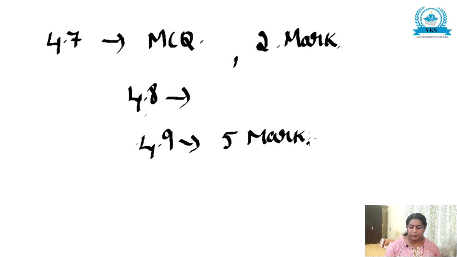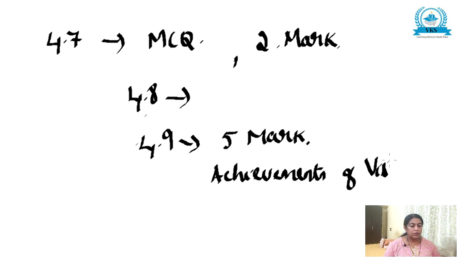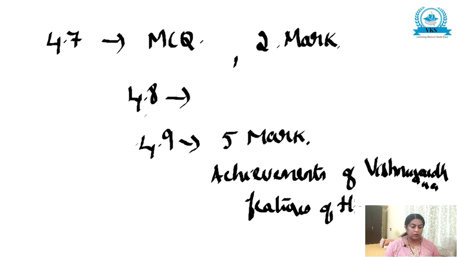So in this chapter, if you think of the 5-mark question, the question can be achievements of Vishnuvardhana, or features of Hoysala architecture. Any this kind of 5-mark question can come from chapter 4.9, that is later Chalukyas and Hoysalas.